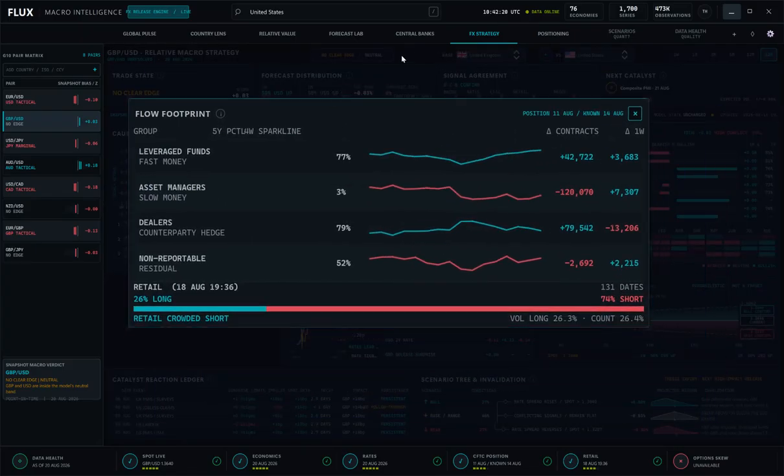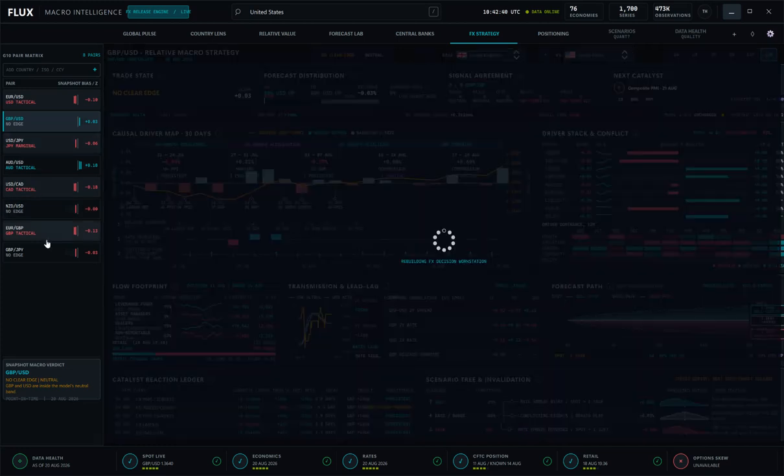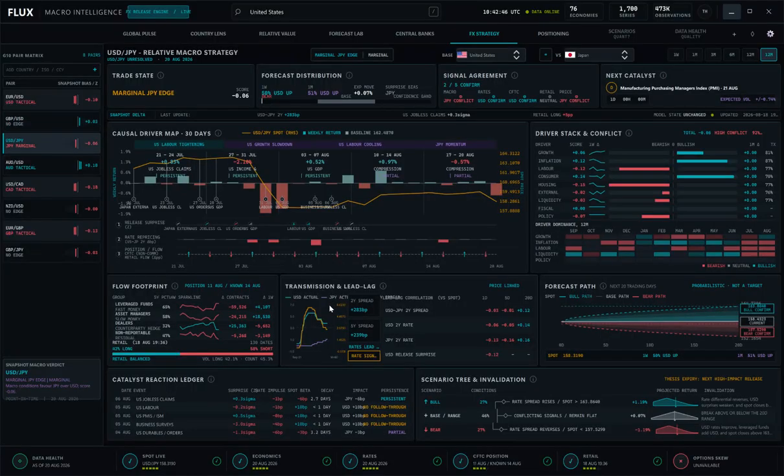This is just to show what the terminal includes. This one is the flow footprint, which shows the CFTC or institutional data for all the groups, and then at the bottom, live retail trader data. You can select between any countries. The tab will be updating and conducts the complete cross-country analysis, as you can see.